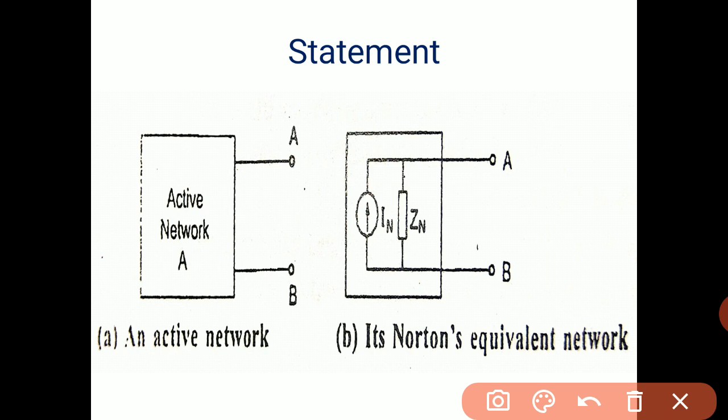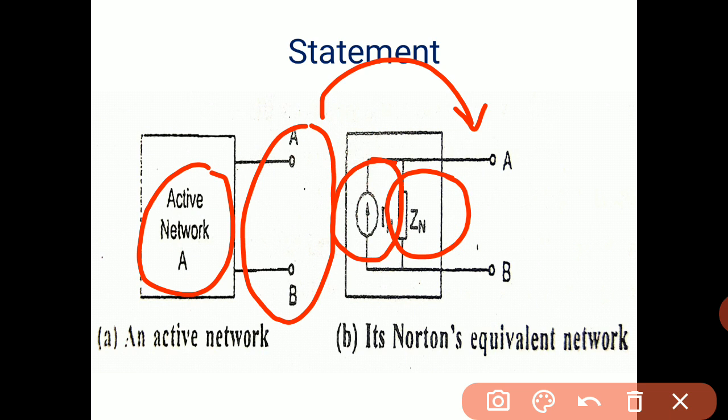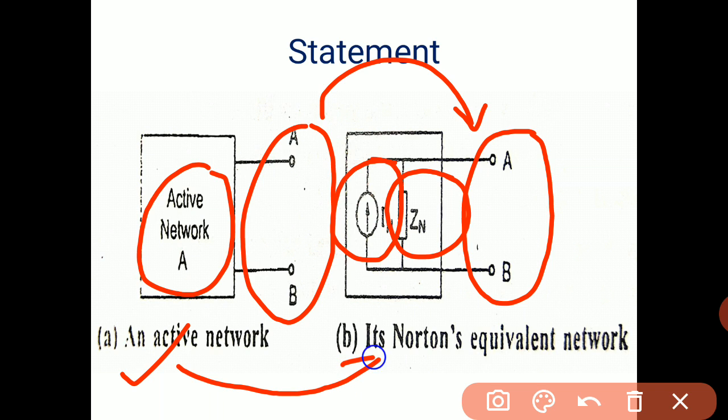So the entire network A with load terminals AB will be replaced like this. The total Norton source is found and put in parallel with Norton impedance Zn across the load terminals AB. So any active network is now converted to Norton's equivalent network as shown in this figure.